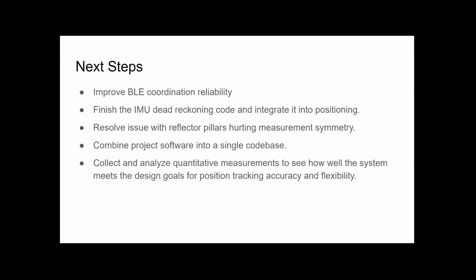So moving forward, we want to make our BLE coordination code more reliable. Along with that, we want to finish programming the IMU dead reckoning code and integrate it so that we can get a more accurate measurement of the position between nodes. Along with that, we also realized that the pillars that support our reflectors are actually very non-ideal. They block the IR and also sometimes reflect the IR. And so this changes our measurements and makes our positioning measurement very inaccurate.